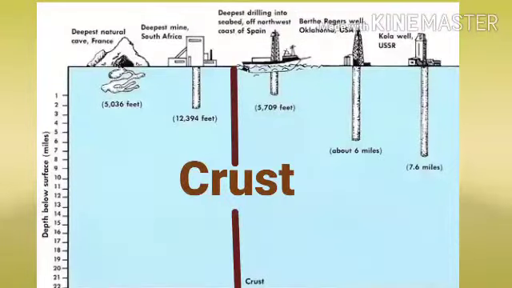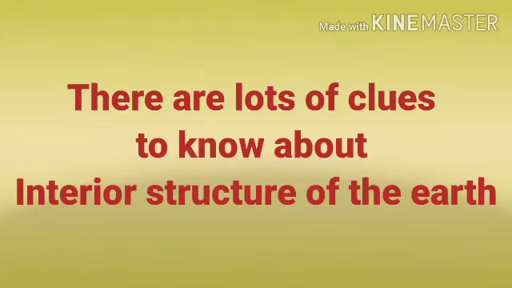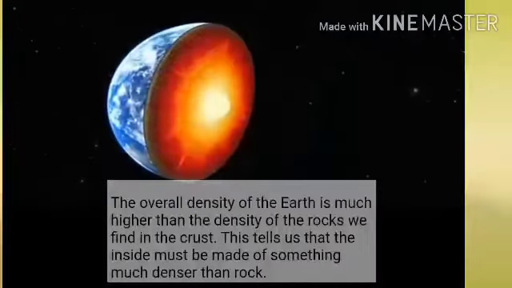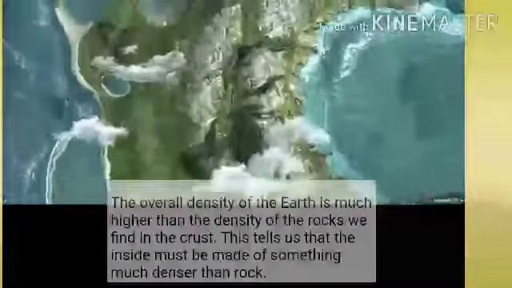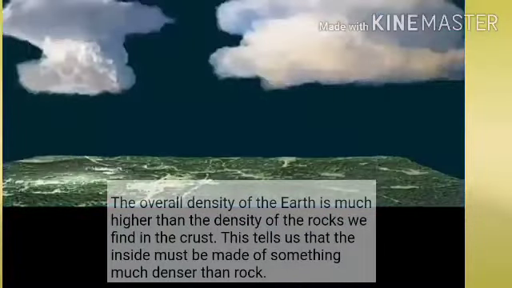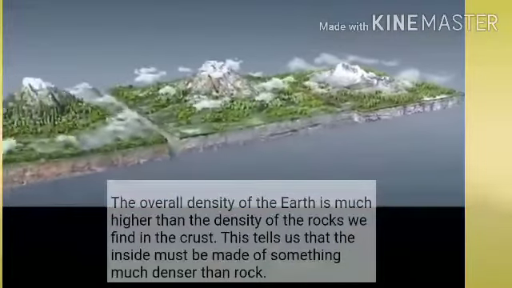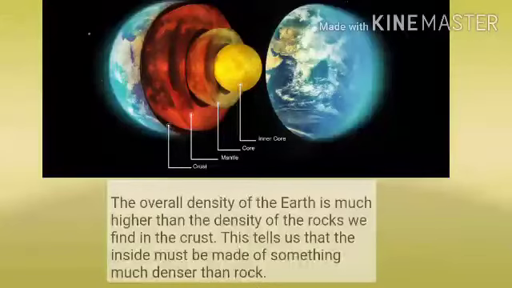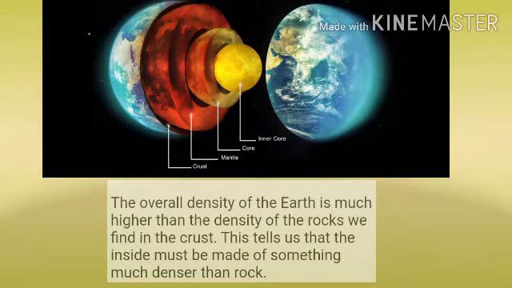The deepest anyone has drilled into the Earth is around 12 kilometers. We have only scratched the surface. How do we know what's going on deep underground? There are lots of clues. The overall density of the Earth is much higher than the density of the rocks we find in the crust. This tells us that the inside must be made of something much denser than rocks.